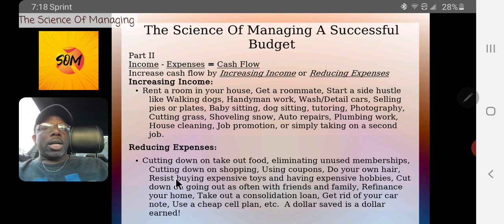Okay? Cutting down on shopping. You know you don't need those extra tennis shoes. You know you don't need that extra bag. You don't need that extra dress or that extra t-shirt or whatever it is. All of that costs money. Skip on it a little bit just to get your finances in order. Okay? Use coupons, because using coupons, if you do it every month, guess what? You just created extra money to go to your cash flow.